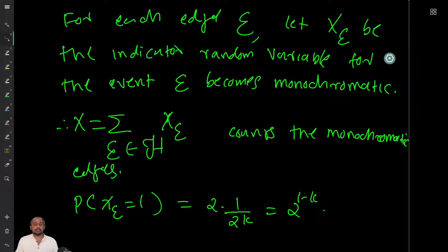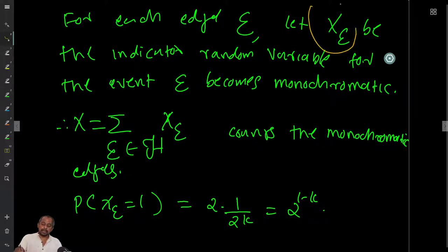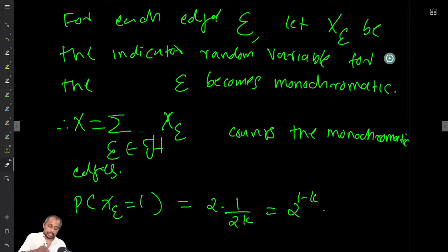Now suppose you are given an edge E of the hypergraph. You want to see what happened to this edge under the coloring that we are considering. So we are looking at random two colorings, and we want to see what happens to a particular edge. If all the vertices in this edge become monochromatic, that is, they all get the red color or they all get the blue color, then there is a problem. So let us see what is the probability that this happens. For that, we define an indicator random variable called X_E, which says that the edge E becomes monochromatic.